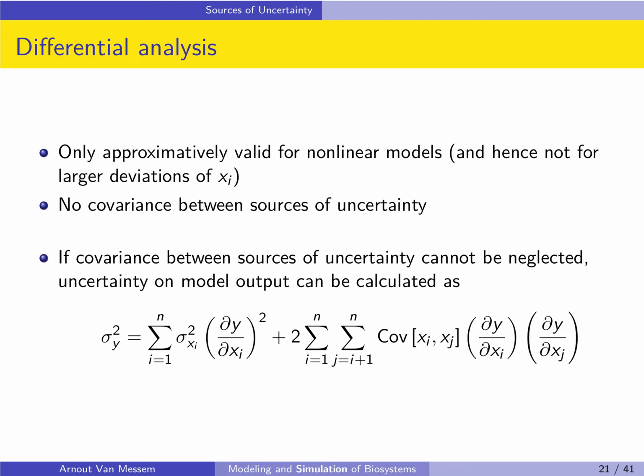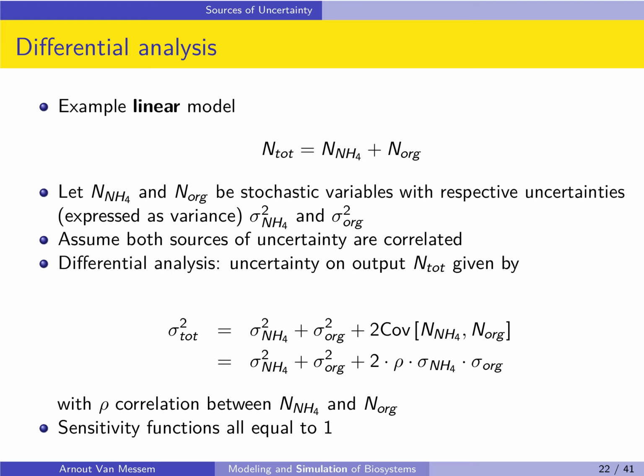So we can include the covariance between the different sources of uncertainty, as shown by the formula on the slide. Take, for example, a linear model in which the total amount of nitrogen is equal to the amount of nitrogen in the ammonium plus the amount of nitrogen in a certain organic component, such as, for example, amino acids. Assume that both the components NH4 and NORG are stochastic variables, and each of them has a certain uncertainty, which we express through their variances. Furthermore, we will also assume that they are correlated, so that there is a covariance between both sources.